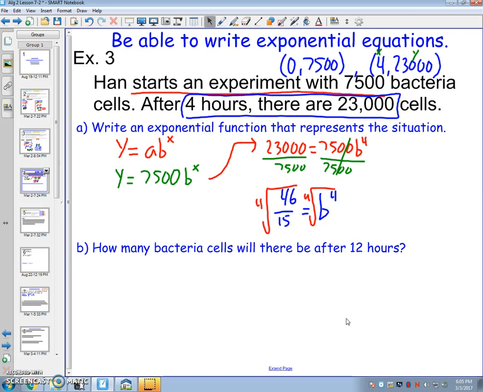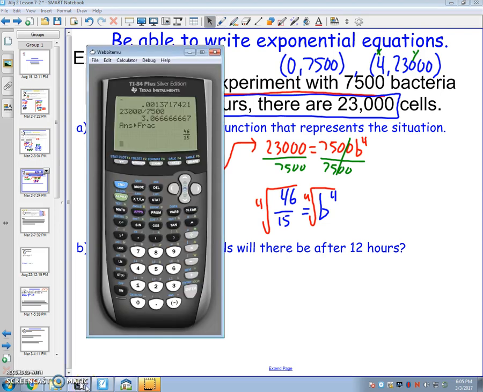All right, so let's find the 4th root of 46 over 15. Take the 4th root of our fraction, and that gives me this. All right, so we found b. So b equals that fraction.